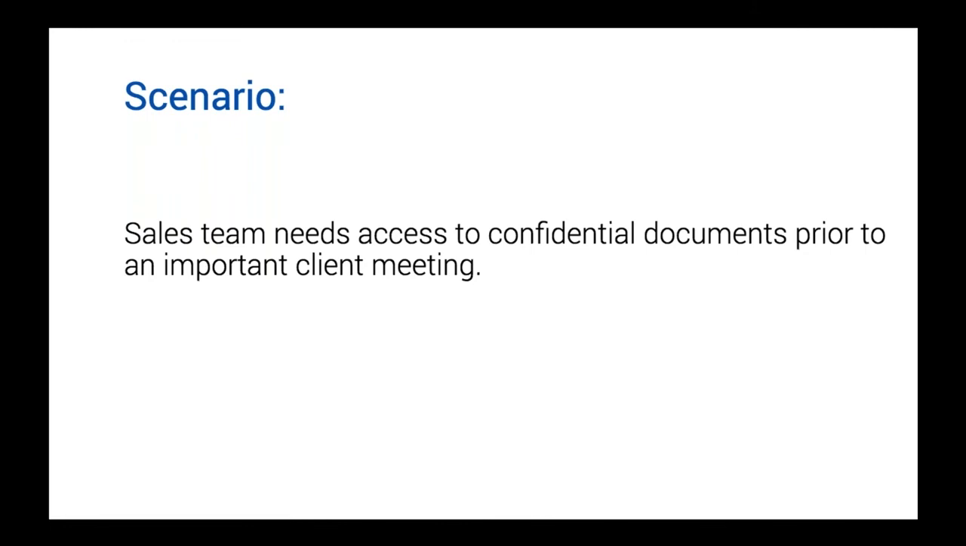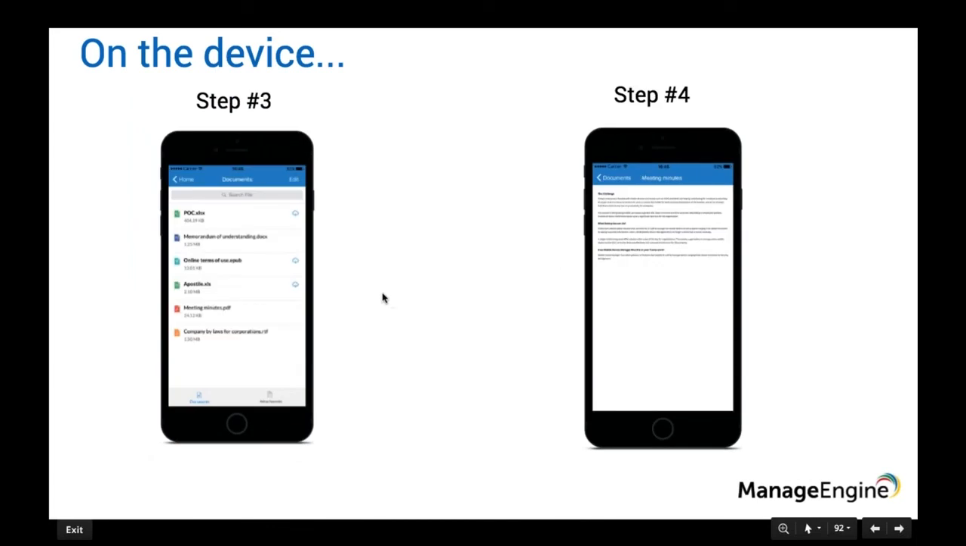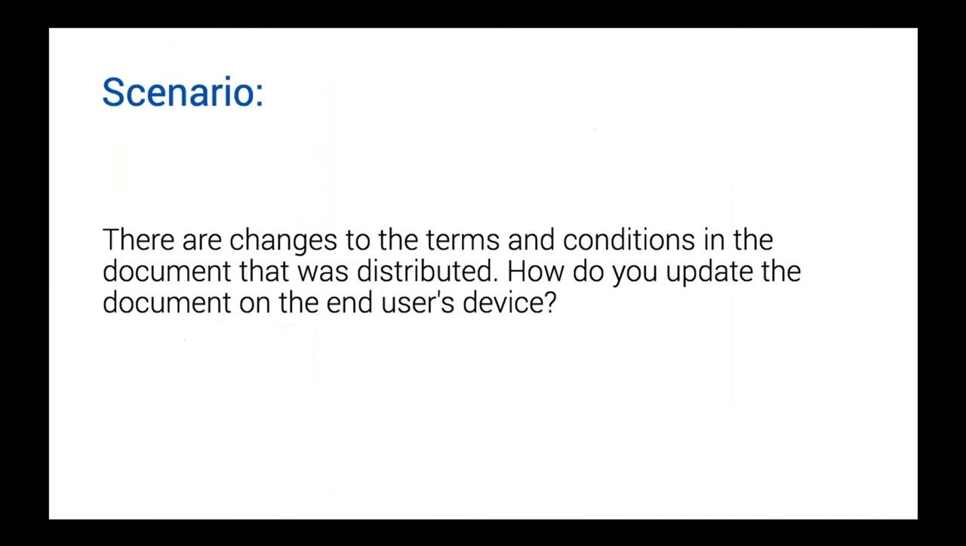Let us see what happens on the device end. So you can see I need to open the MDM app and click on the documents module present there. Here, all the documents that have been distributed to the device are listed. I click on the download button that is present against the document to download it, and then I view the document. As you can see, this was a scenario that I just explained.